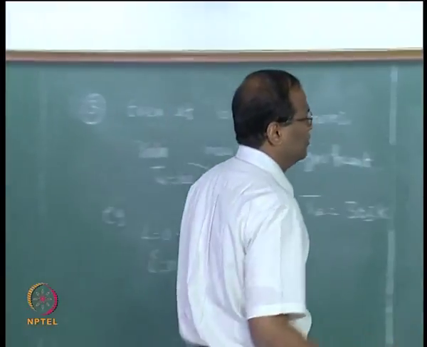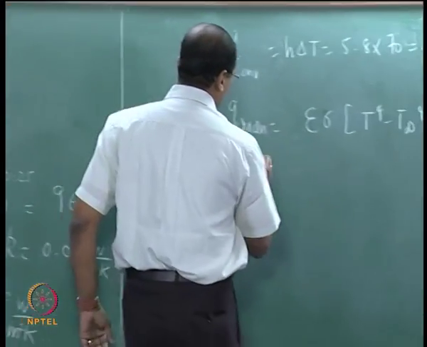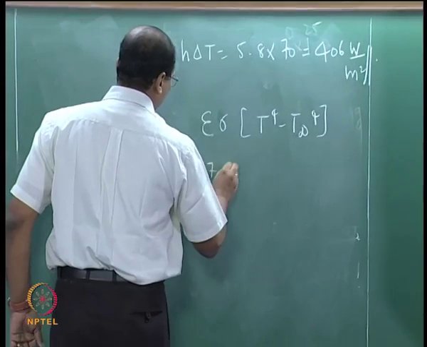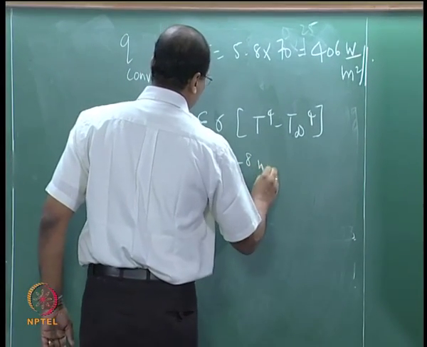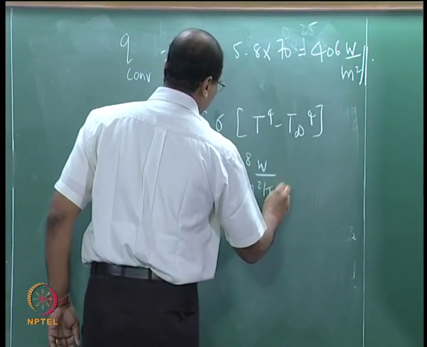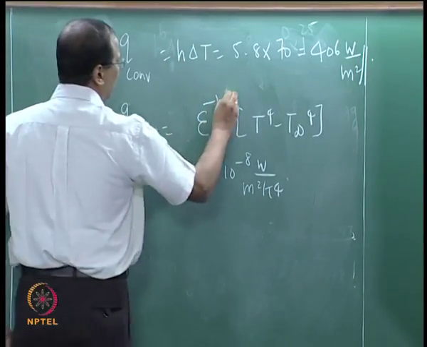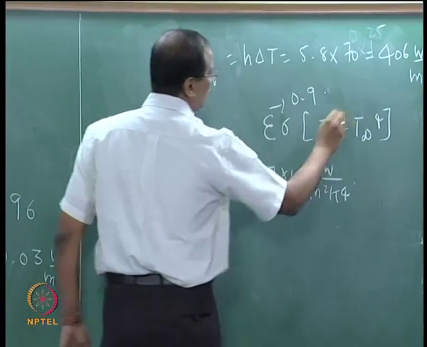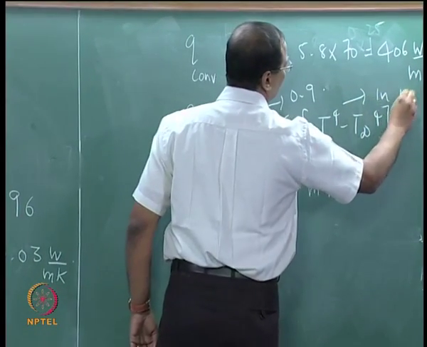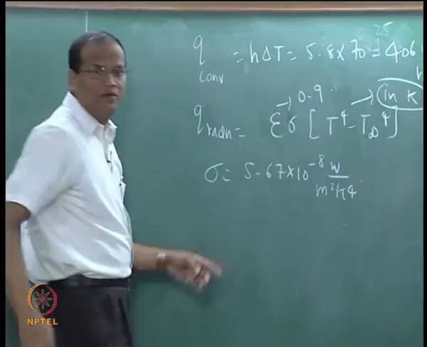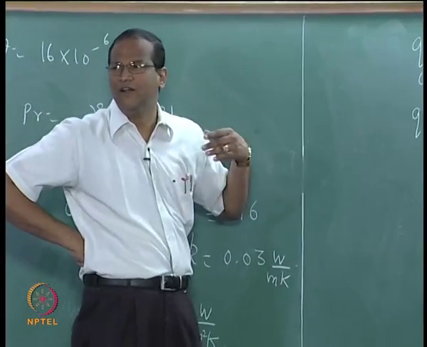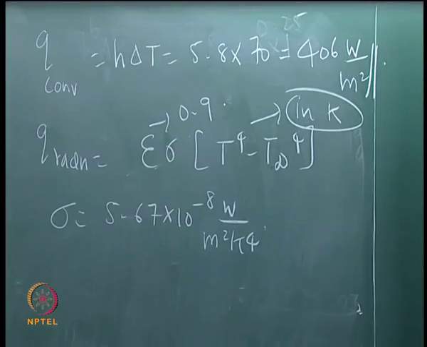Okay. So sigma is the Stefan-Boltzmann constant. So epsilon I gave 0.9. So T in Kelvin, watch out. Don't put it in centigrade or the whole thing will go wrong.